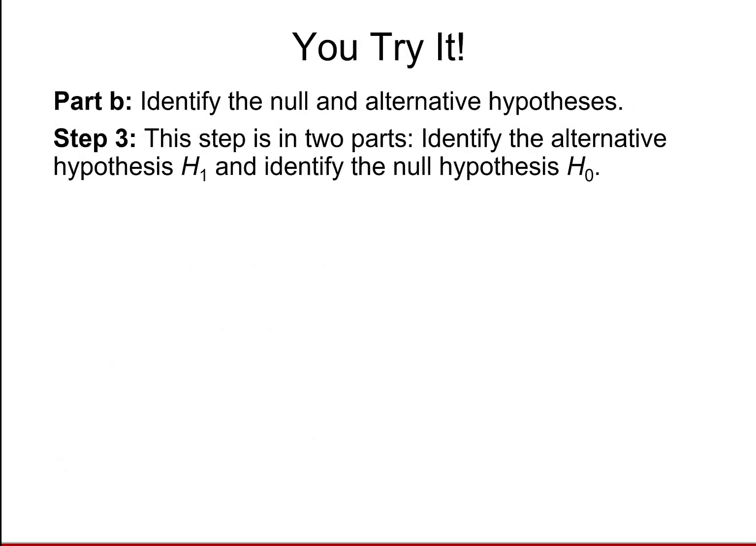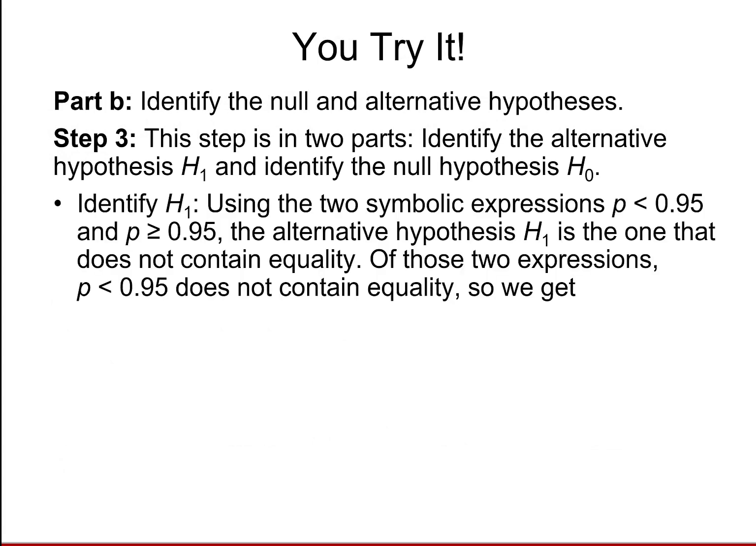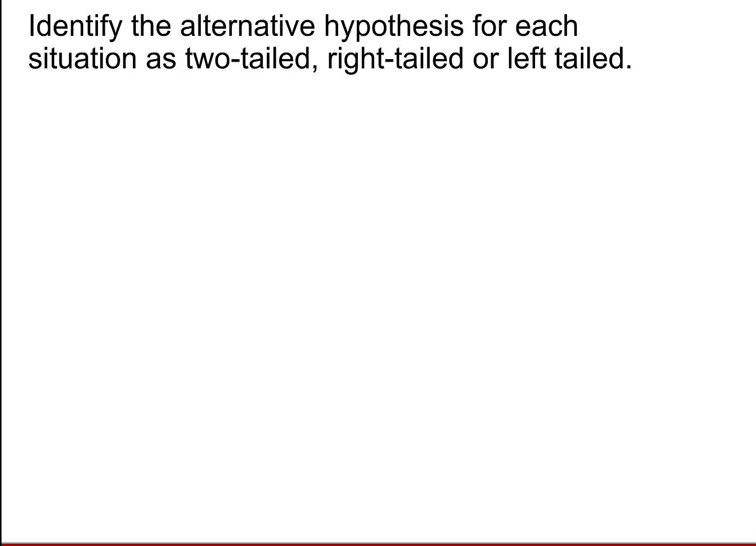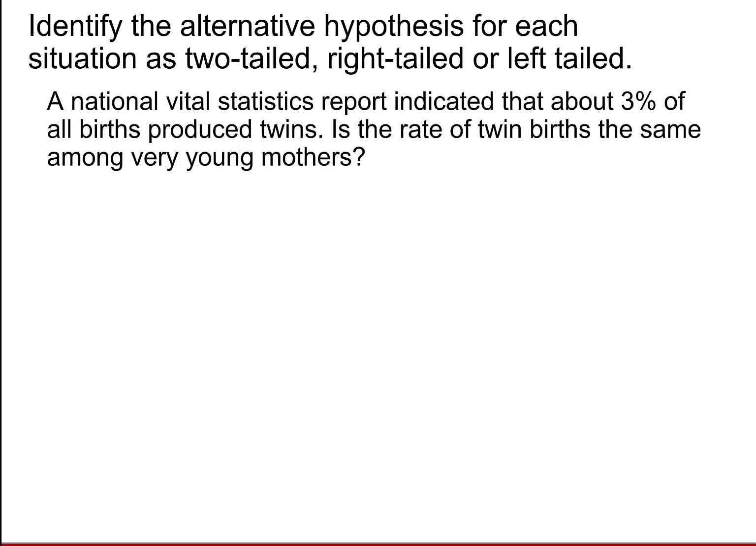And then finally, in the last part, we're going to write the hypotheses. And first you pick the alternative, which is the symbolic form without the equal sign. And that's going to be p less than 0.95. And then our null hypothesis is going to become the one with the equal sign. So p equal to 0.95, and our alternative is p less than 0.95. Identify the alternative hypothesis for each situation as two-tailed, right-tailed, or left-tailed.